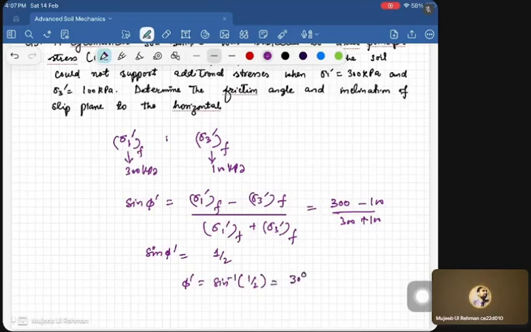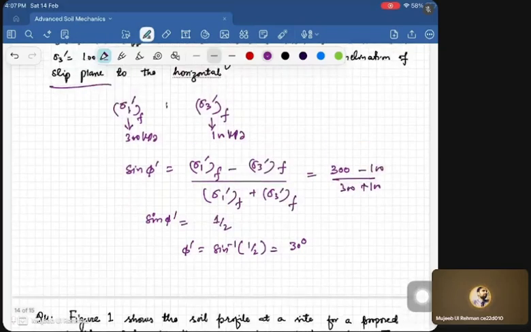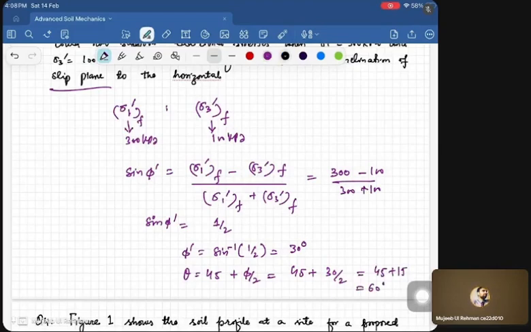Now we have been asked to find the inclination of the slip plane to the horizontal, which means we have been asked to determine theta. So theta is equal to 45 plus phi by 2. It's 45 plus 30 divided by 2, which is 45 plus 15, so 60 degrees. So the friction angle comes out to be 30 degrees and theta, the inclination of the slip plane to the horizontal, is 60 degrees. Correct?